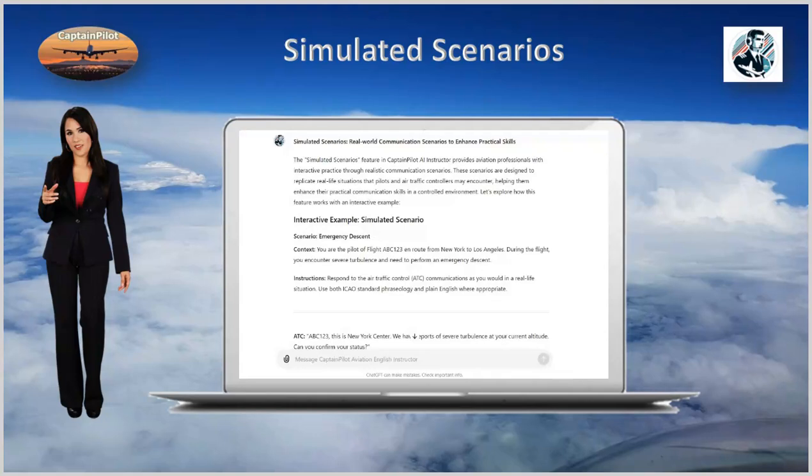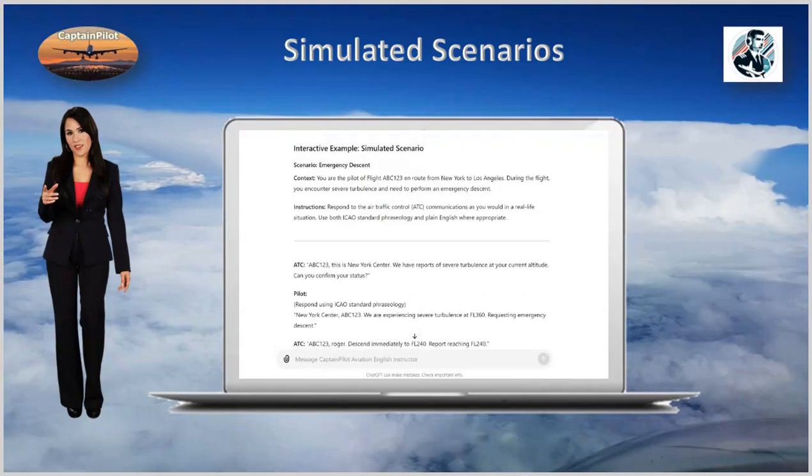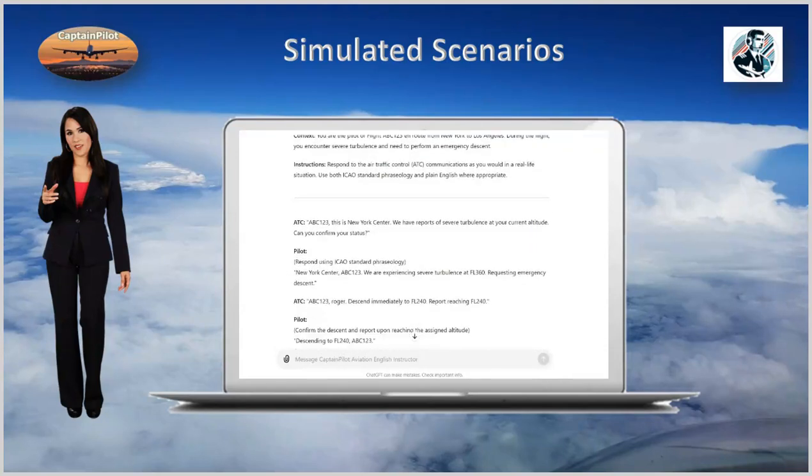Interactive example, simulated scenario. Scenario: emergency descent. Context: you are the pilot of Flight ABC 123 en route from New York to Los Angeles. During the flight, you encounter severe turbulence and need to perform an emergency descent. Instructions: respond to the air traffic control (ATC) communications as you would in a real-life situation. Use both ICAO standard phraseology and plain English where appropriate.